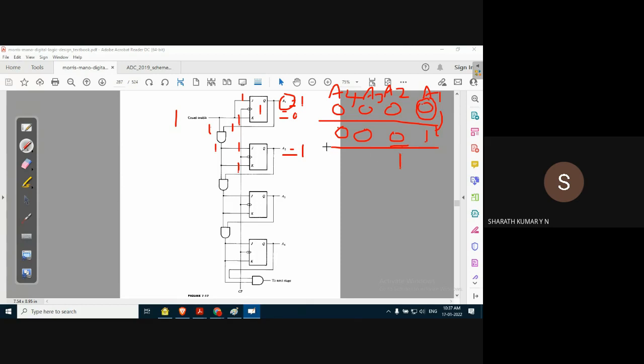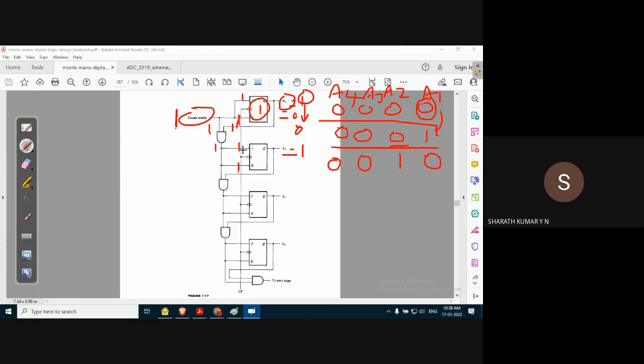What should happen to A1? Please observe this A1. A1's input is 1. That means when the count enable input is 1, A1 is forced to toggle. Toggle means it was initially 1, it is forced to toggle to 0. That is, A1 becomes 0, A2 becomes 1, A3 and A4 are still 0. Like this it continues.